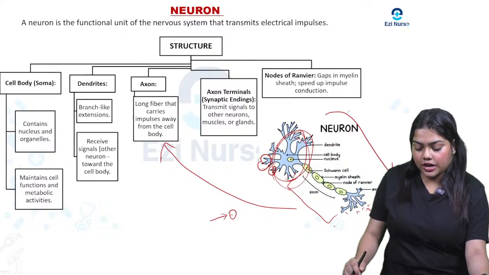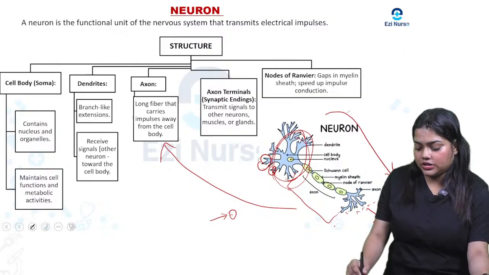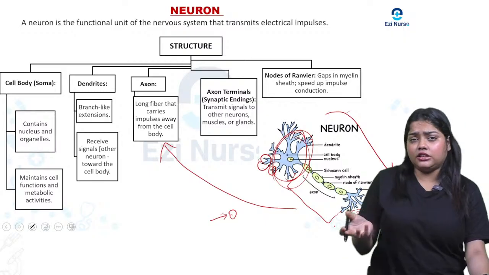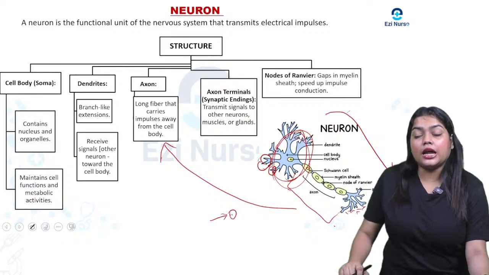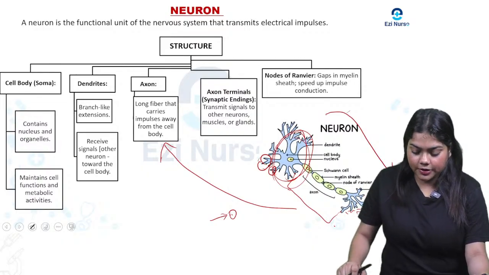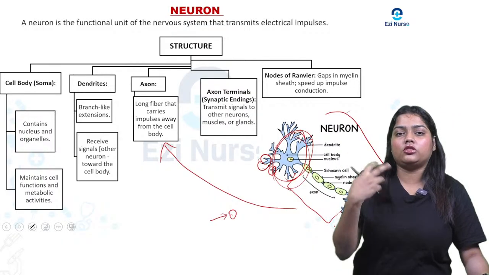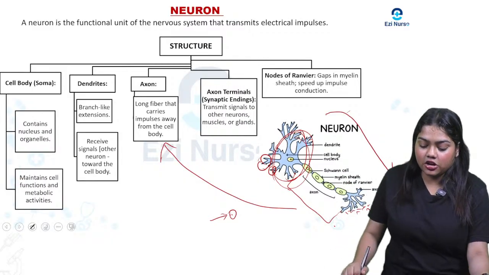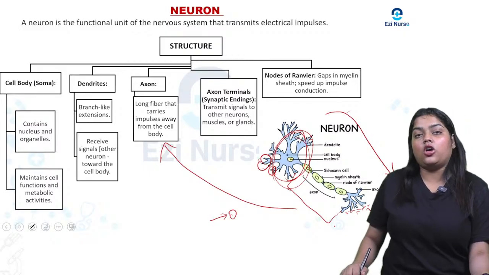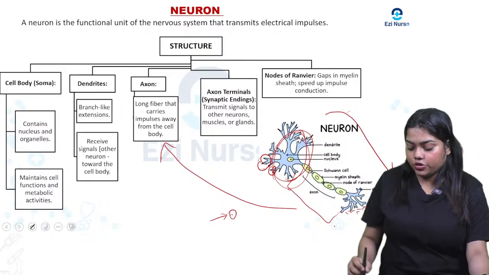Now axon terminals. What are those? Axon terminals are kind of like dendron structures, but it's not like that. It is a synaptic ending between two neurons. If you see a two-neuron junction, the axons will be the terminals, and they transmit signals to other neurons, muscles or glands.